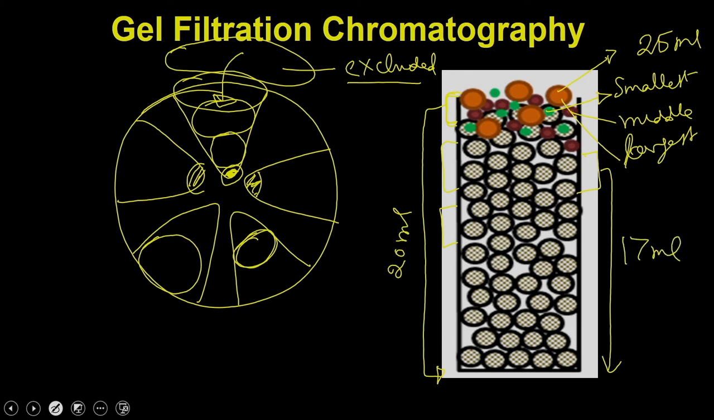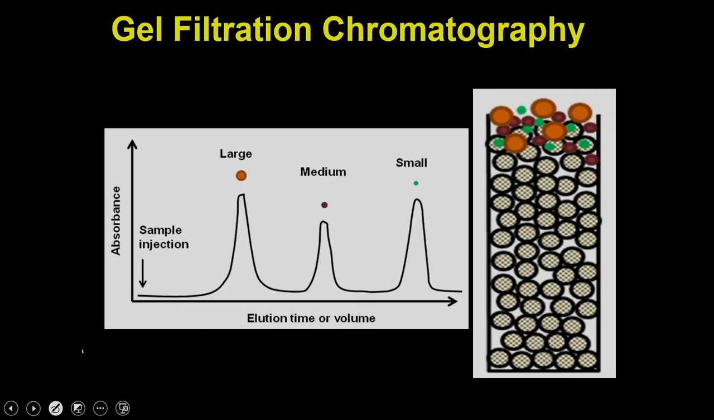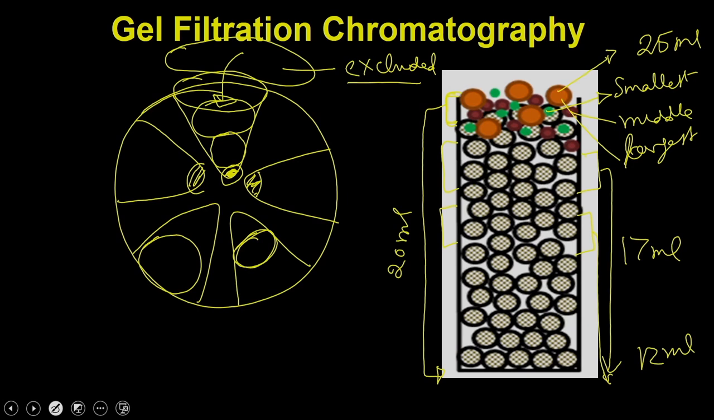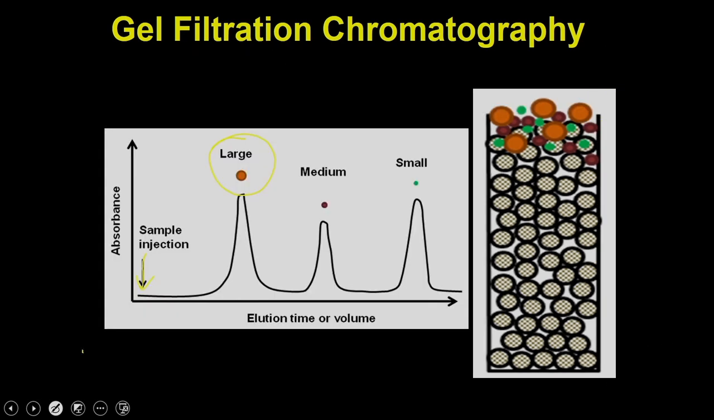Similarly, the orange ones, which are binding to the third layer, the very lower size, are traveling somewhere around 12 ml. So if you see the chromatogram, this is what exactly happens when you are injecting a sample. The orange ones are only traveling 12 ml, the red ones are traveling 17 ml, and the green ones are traveling 20 ml. So that's how they are going to come at different time points.